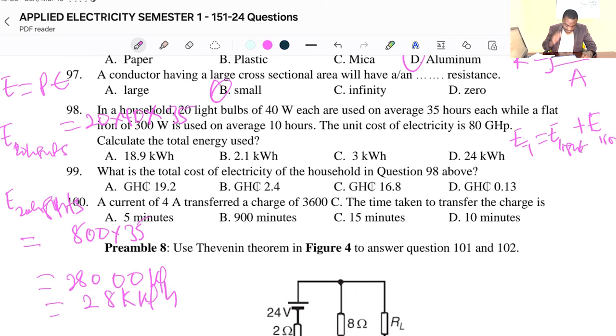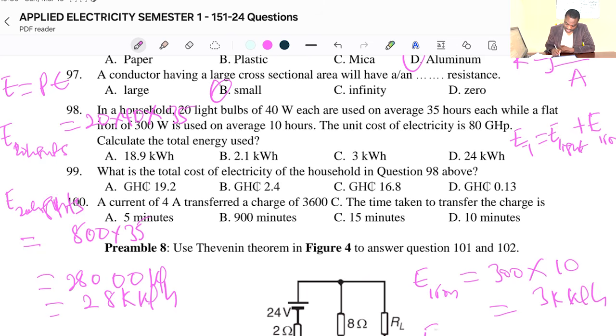Okay, so we have this. This is for the light bulb. Now, when it comes to the iron, the flat iron, we have 300 watts, and it uses on average 10 hours. So I have again an energy with power, which is 300 watts times time, which is 10 hours. So that will give us 3 kilowatt hours.